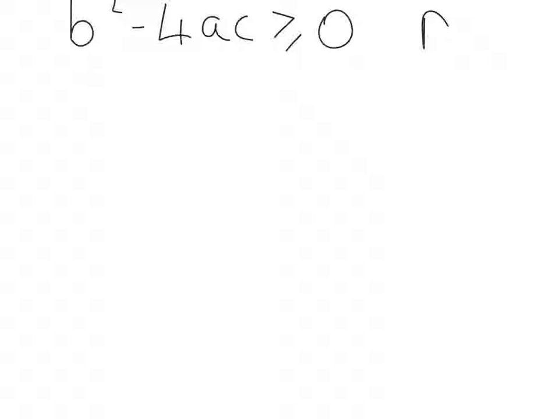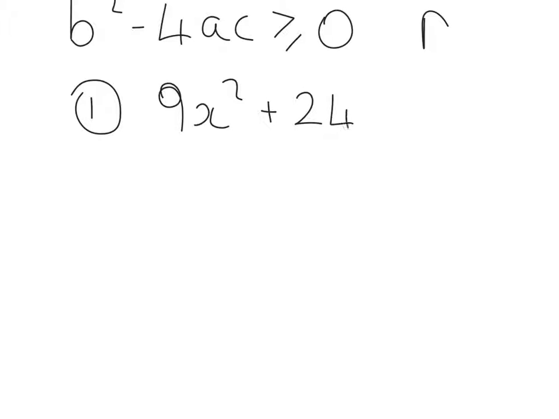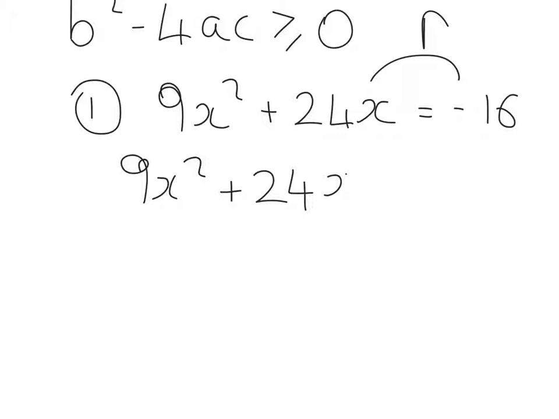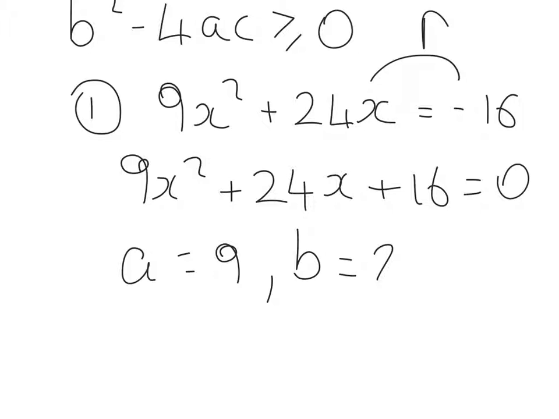Example 1, we're going to find the nature of the roots given 9x squared plus 24x is equal to minus 16. So the first thing that I'll do is make the quadratic equation equal to 0. So it'll be 9x squared plus 24x plus 16 is equal to 0. A is 9, b is 24, and c is equal to 16.